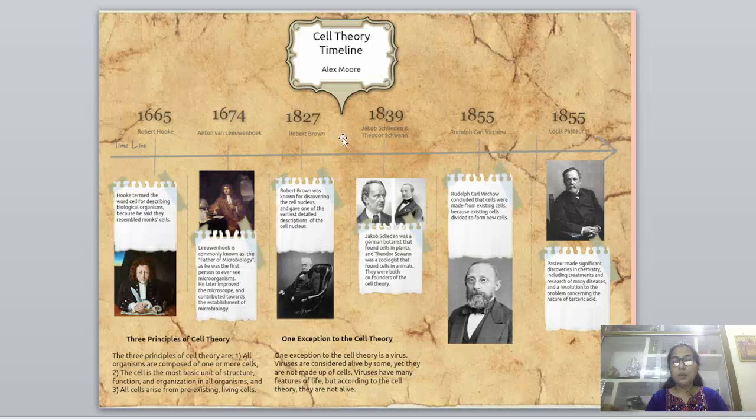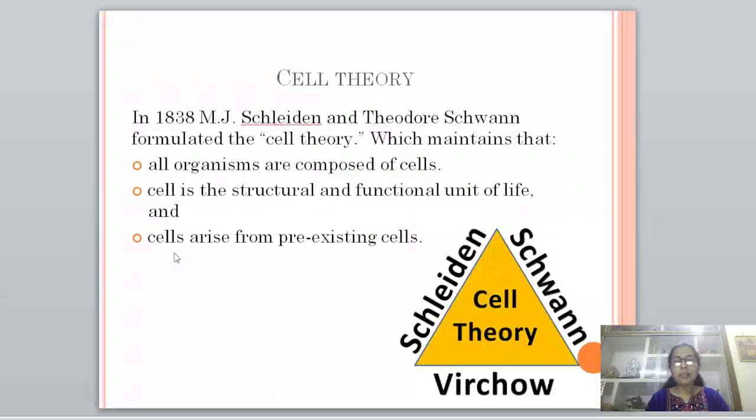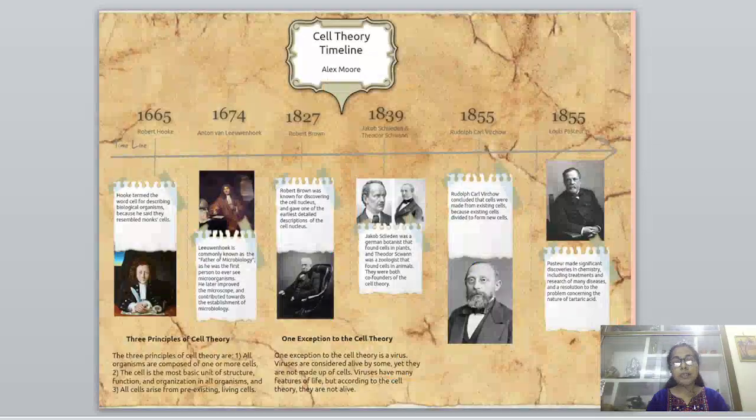In 1827, Robert Brown is known for discovering the cell nucleus, and he gave one of the earliest detailed descriptions of the cell nucleus, which he observed in the cells of orchids. Then in 1839, Schleiden and Theodor Schwann propounded the cell theory, and they were co-founders of it. The three principles of cell theory that we have already discussed were that all organisms are composed of cells, the cell is the structural and functional unit of life, and cells arise from pre-existing cells.